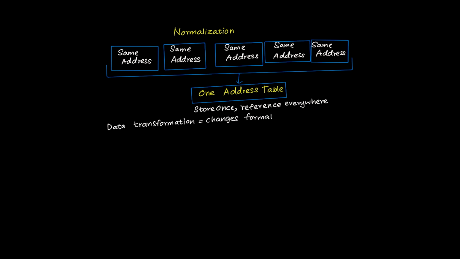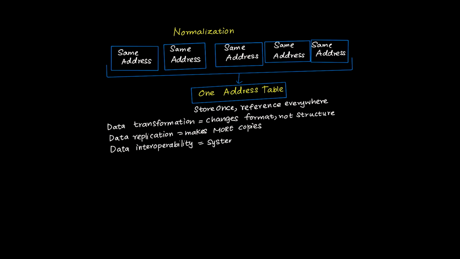Data transformation changes formats or values for analysis. It doesn't fix structural redundancy. Data replication is actually the opposite of what you want here. It intentionally copies data to multiple locations. Data interoperability is about different systems sharing data with each other, not about fixing duplication inside one database.